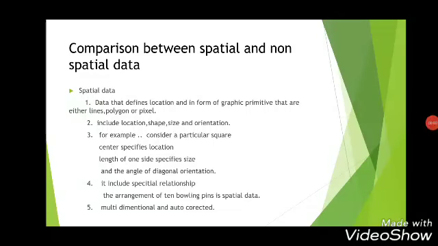Hello everyone, this is Zakir Hussain and I'm going to tell you about the comparison between spatial and non-spatial data. First we take spatial data. The data defines a location. These are in the form of graphic primitives. They are usually either points, lines, polygons or pixels. Spatial data include location, shape, size and orientation.